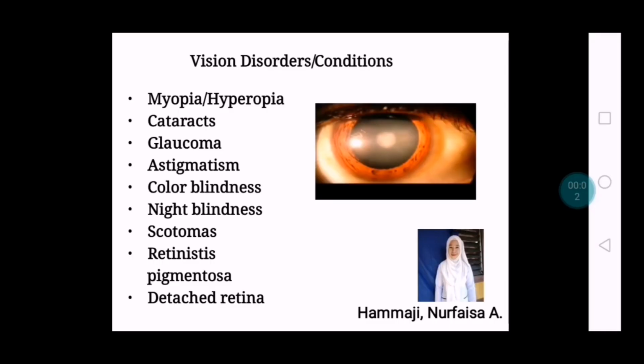Vision disorders and conditions. Myopia is a common vision condition in which you can see objects near to you clearly, but objects farther away are blurry. It occurs when the shape of your eye causes light rays to bend, or refract, incorrectly, focusing the image in front of your retina instead of on your retina.